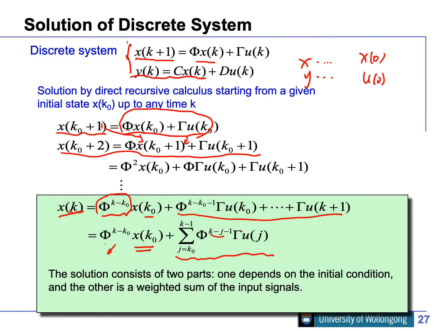So the solution has 2 parts. The second part is actually how we got the transfer function, right? This is the input, so the second part is related to the input. We call that 0 initial condition response. So this one doesn't link to the initial condition, and this one doesn't link to the input.